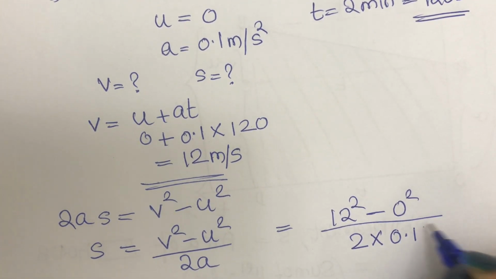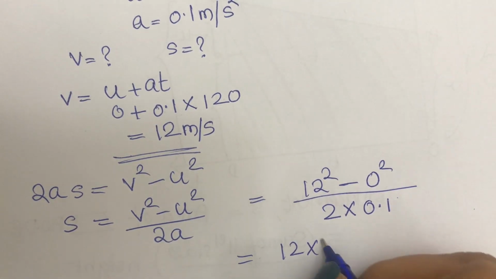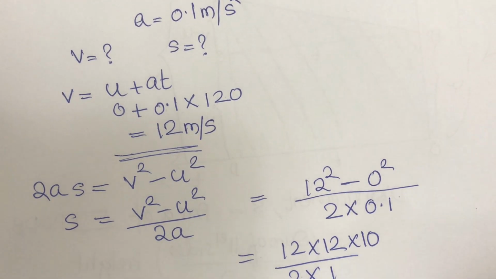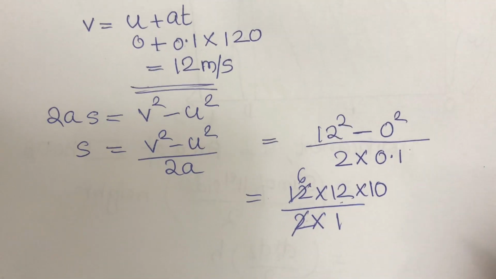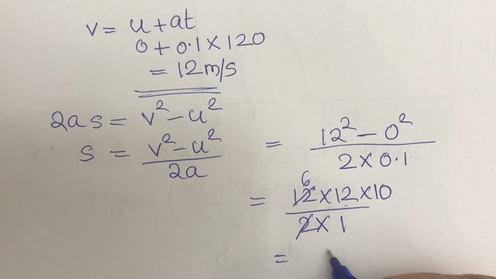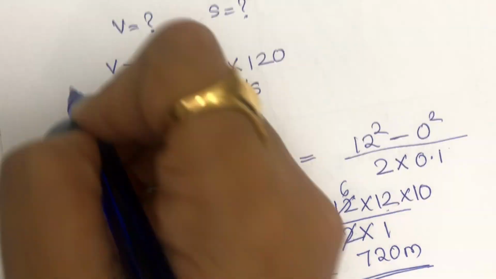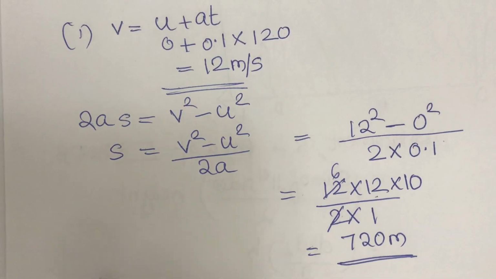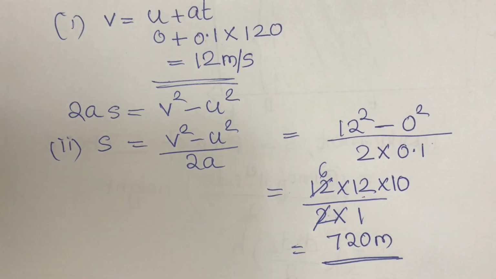0.1. 2 into 0.1. So we'll do 12 into 12 by 2 into 1 by 10, no? So it will be how much? 6. So 12 6 are 72, and 72 into 10 is 720 meter. So in the first case we have V is equal to 12 meter per second, and in the second case we have distance is equal to 720 meter.